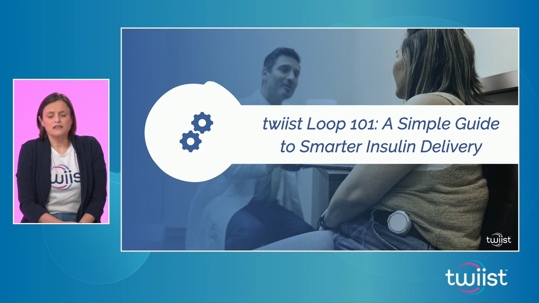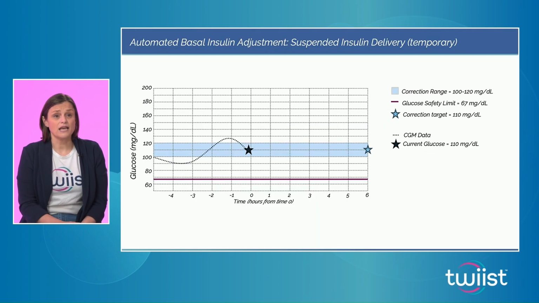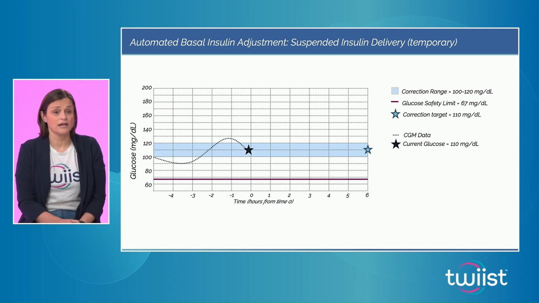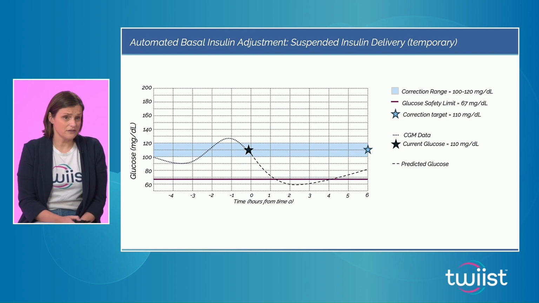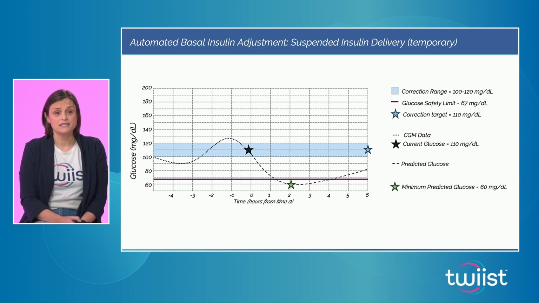So let's talk a little bit about simply how the decisions are made. Again, we talked about how the decisions are made based on the 6-hour glucose forecast. In this scenario, we see that the current glucose is 110. However, this person must have enough insulin on board that at 2 hours from now, their predicted glucose is expected to be 60, which is below the glucose safety limit.